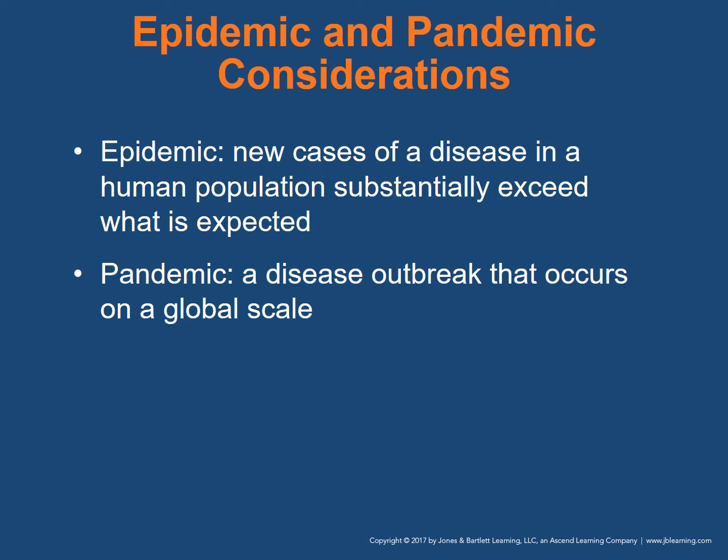There is a difference, I tell you, couldn't have been timed any better. There is a difference between an epidemic and a pandemic. An epidemic is a new case of a disease in a human population exceeding what is expected. So when the coronavirus was only in China and it was growing to larger proportions, it was an epidemic. The minute it exploded into a global outbreak is when it became a pandemic.